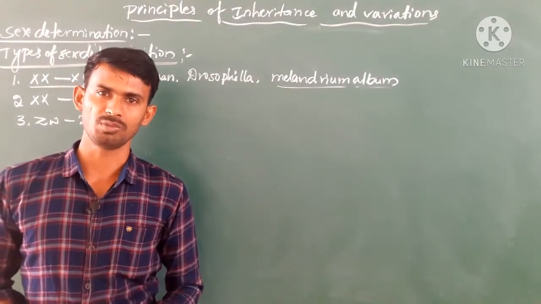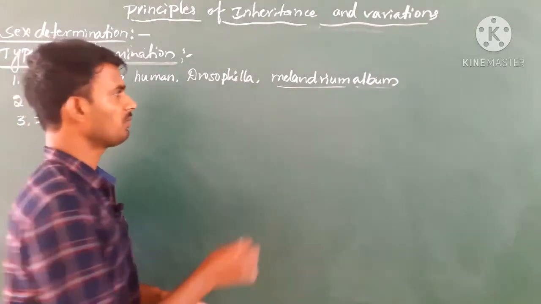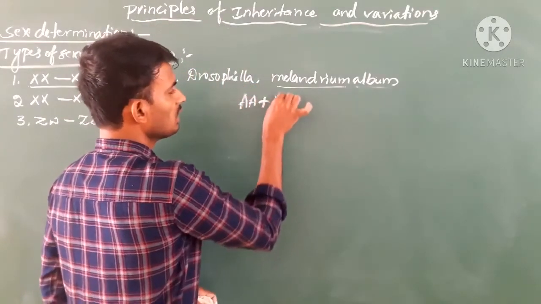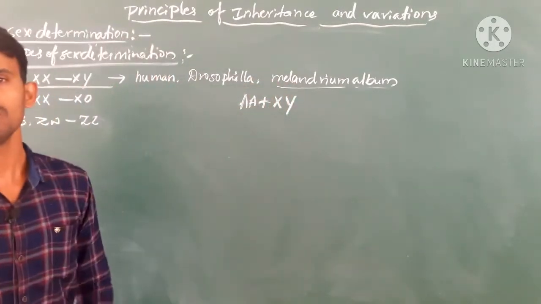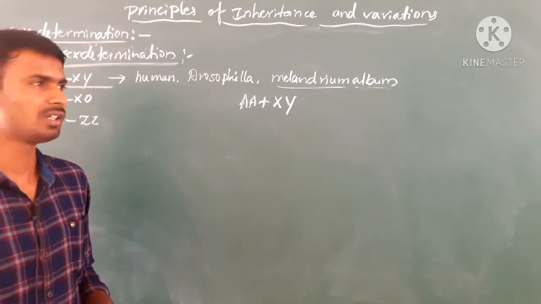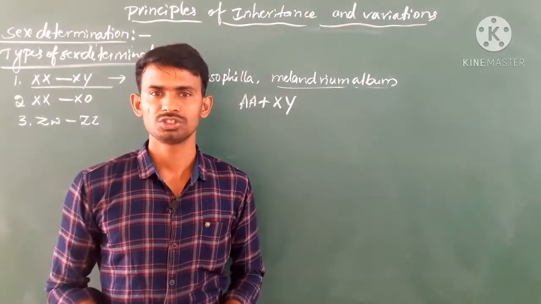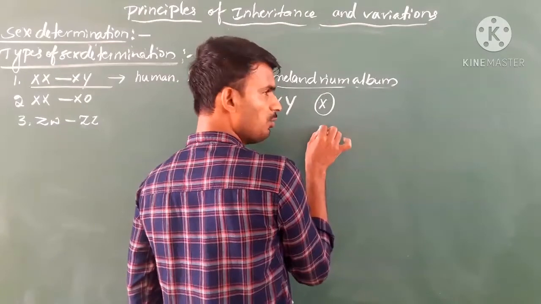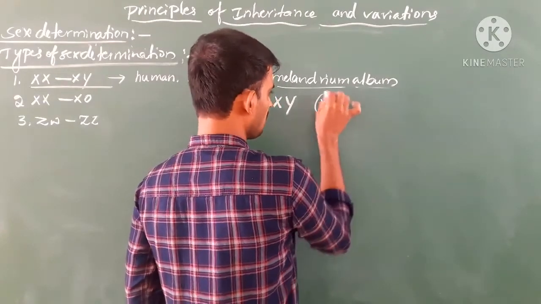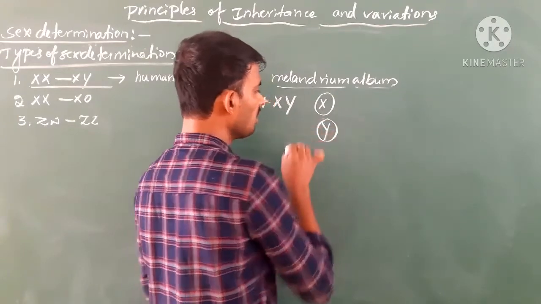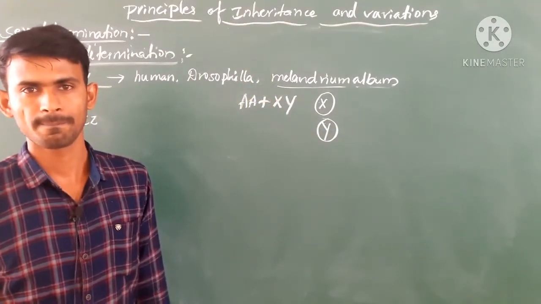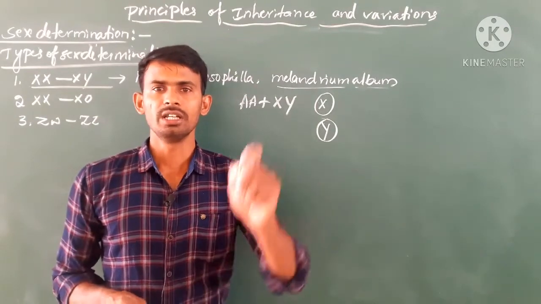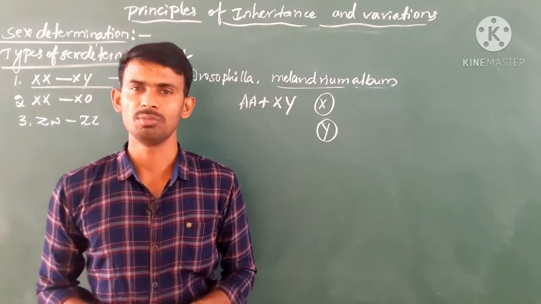In this type of sex determination, the autosomes are present plus XX or XY. That means 50% of the sperm cells contain the X chromosome, and the remaining 50% of the sperm cells contain the Y chromosome. Here, the sex chromosomes show the heterogametic condition in the males.